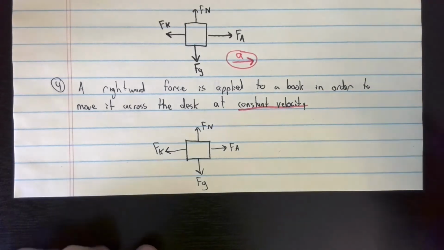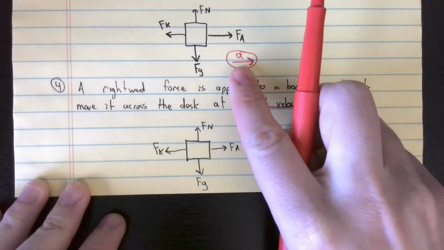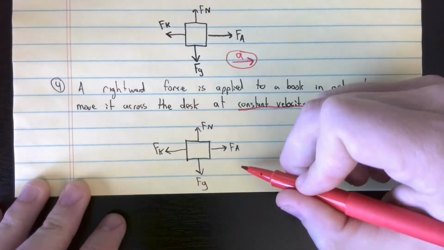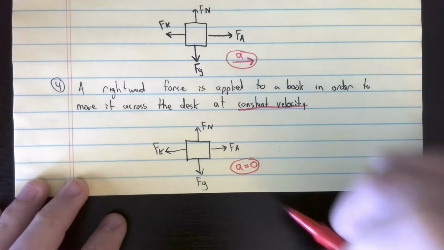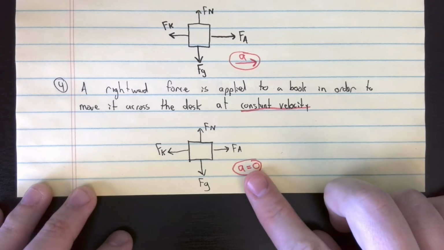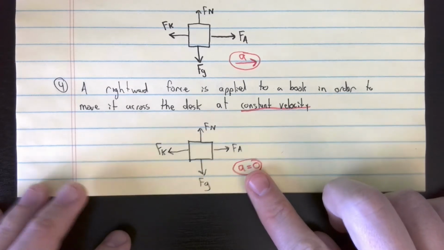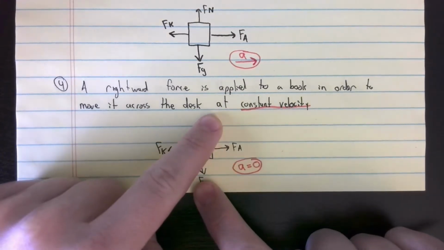We have the same exact forces, however, there is no acceleration. So when there is no acceleration, you just write A equals 0. What this means is that we have no net force, therefore these forces balance and these forces balance.